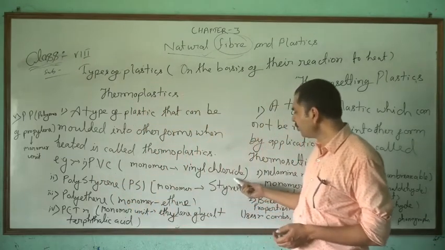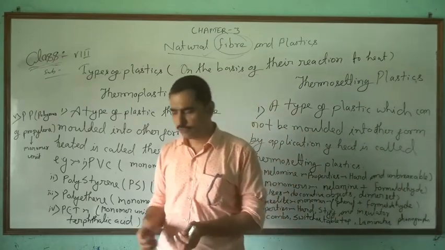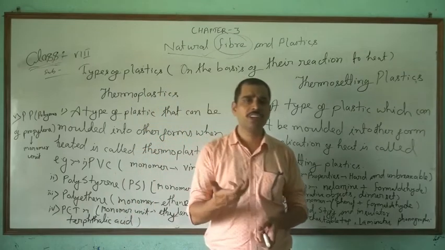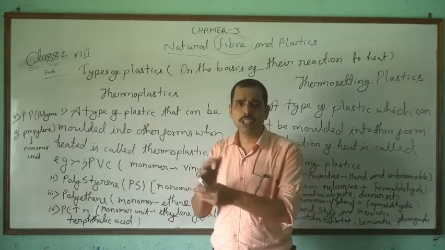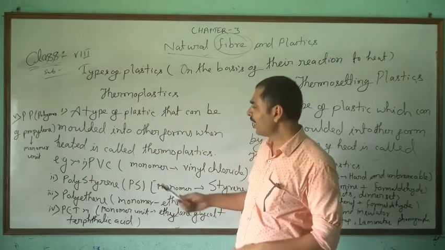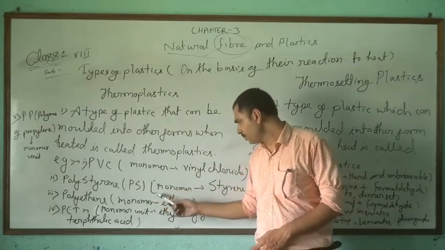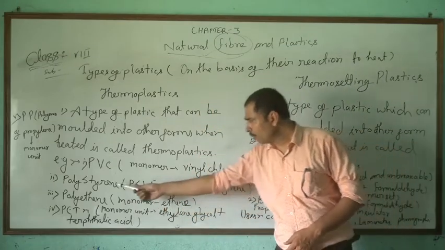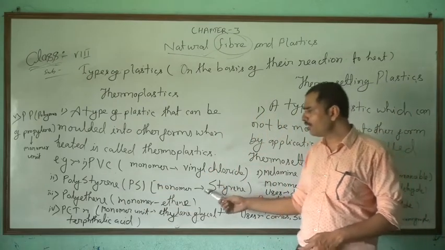Here the monomer unit is vinyl chloride. PVC is used nowadays for making the handles of various pressure cookers and the various utensils you are using in a household today. And the second one is polystyrene, which is also called PS. Styrene is the monomer unit from which it is made.